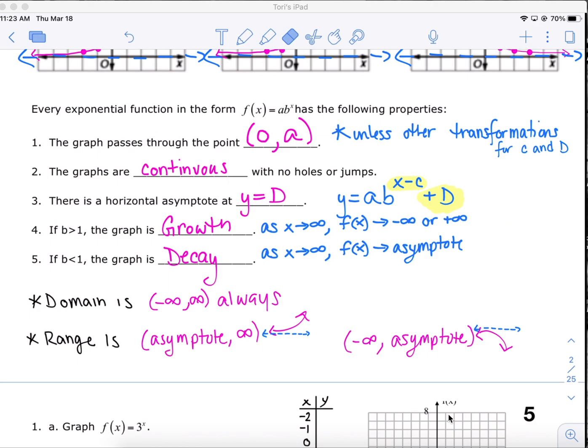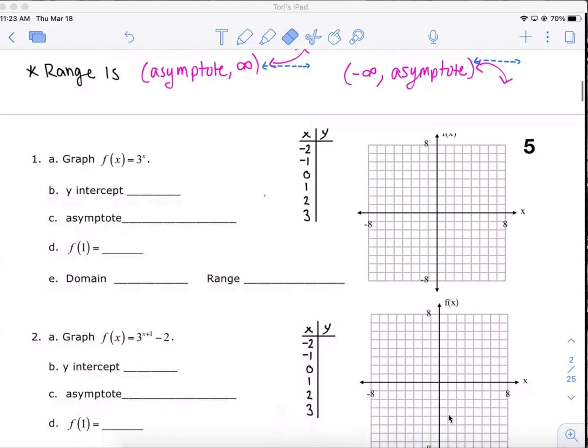Okay? All right. Finally, for the range, your asymptote is your boundary line. You cannot touch it, which means my range is either from the asymptote up to infinity or from negative infinity up to the asymptote. Either way, your asymptote is the number value that you're using, and you will not include it with a bracket. It will always be a parenthesis. Perfect. Let's go ahead and actually get into some graphs now.